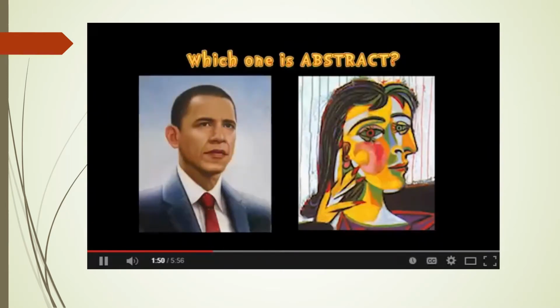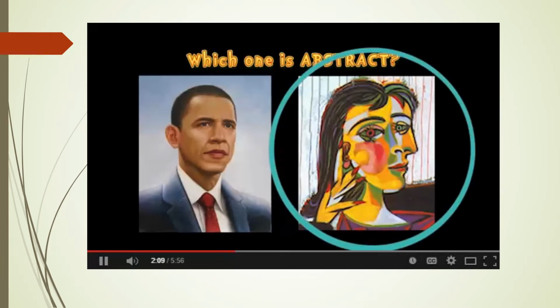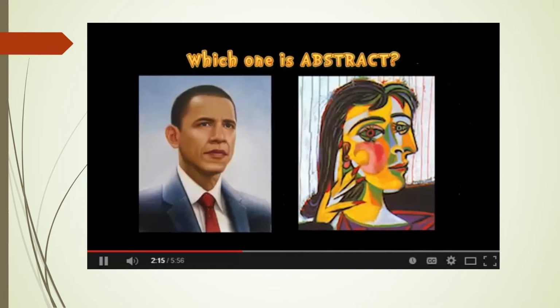Now look at these two pictures of people. These are called portraits. One is realistic and one is abstract. Which one do you think is abstract? The portrait on the left of President Obama is realistic. The one on the right is abstract. Look at the different colors and shapes. This is a painting by Pablo Picasso.